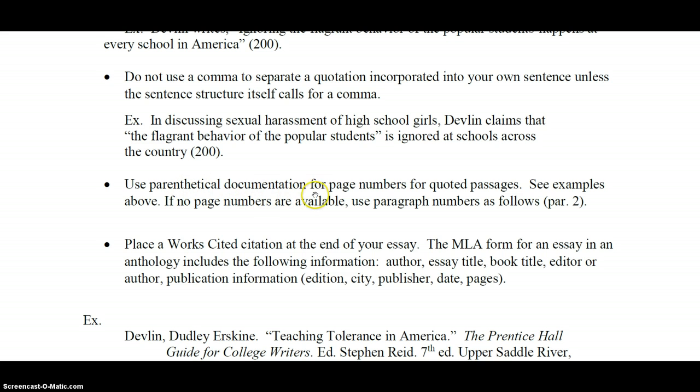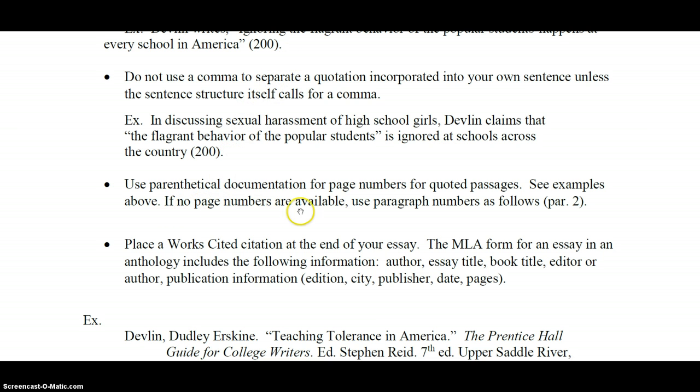Use parenthetical documentation for page numbers for quoted passages. See examples above. So in these examples, this is the page number that quote was on in the book. So say I did end up using a history textbook to quote a definition, my quotation would look very similar, and at the end of the quotation I would put what page number in that textbook that quote was found. Then I end my sentence with a period each time.